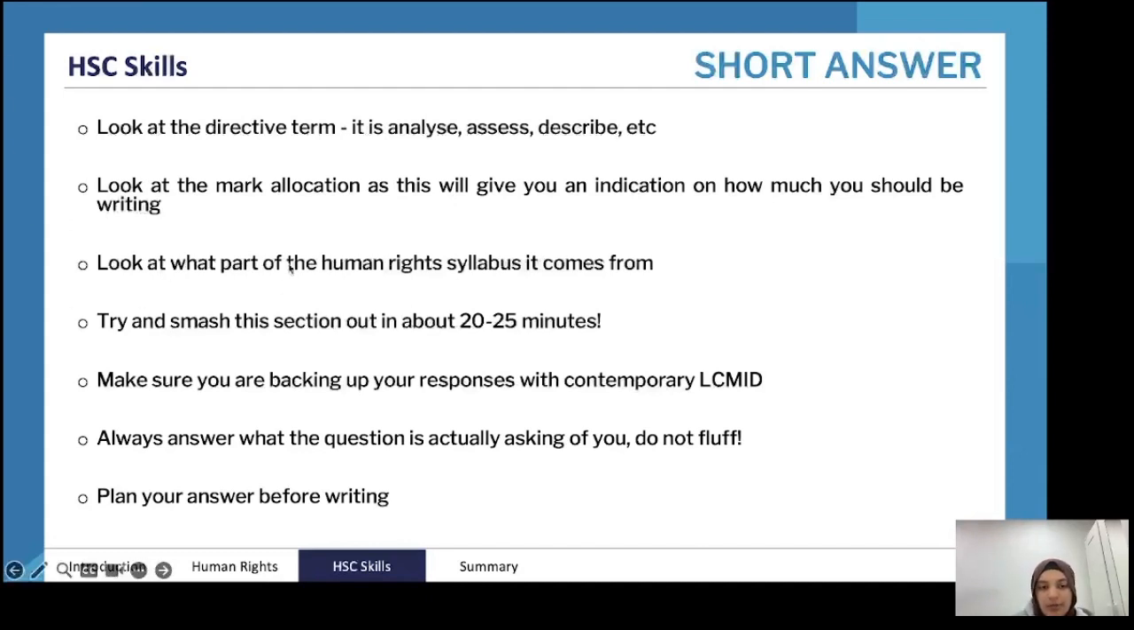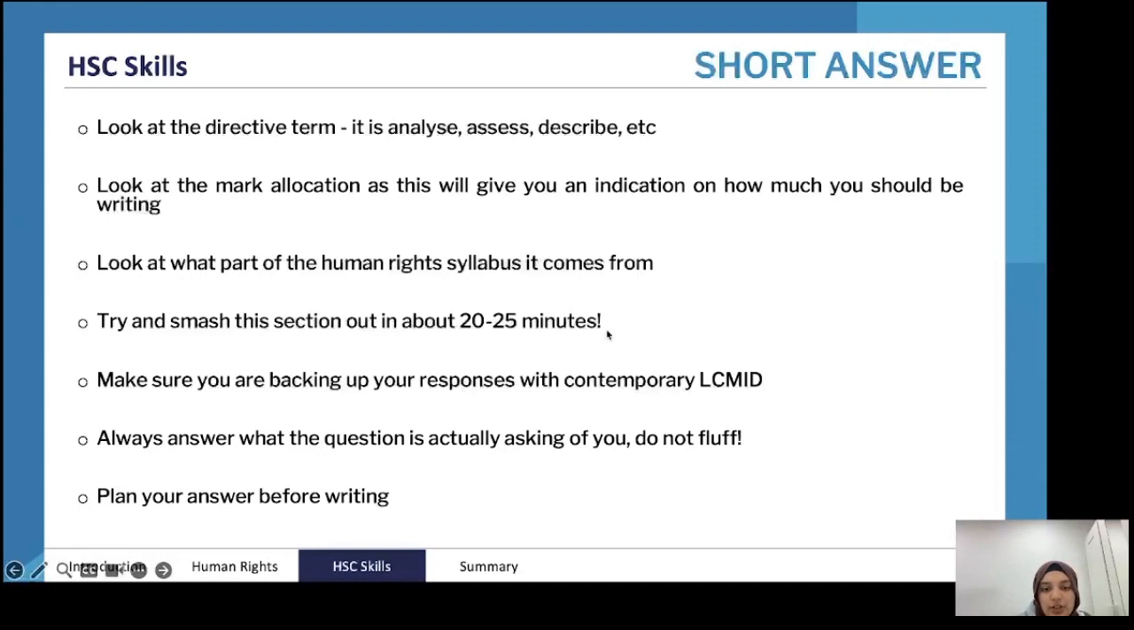Next up is to look at what part of the human rights syllabus it comes from. This is where your syllabus, again, becomes very important. Like I've been stating throughout the lecture, always look at your syllabus, always look at where it's coming from, because as soon as you understand which part of the syllabus it is coming from, you'll remember the content that you've learned, you'll remember the revision questions you did, and then you'll be able to answer the question more effectively. So that's why I would always say when you're studying, always have the syllabus out in front of you, always be highlighting, checking things off that you feel comfortable with, that you don't feel comfortable with, etc.